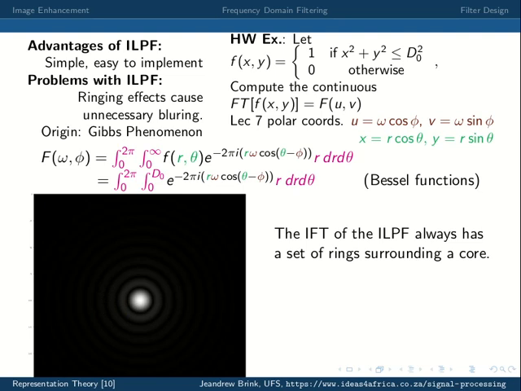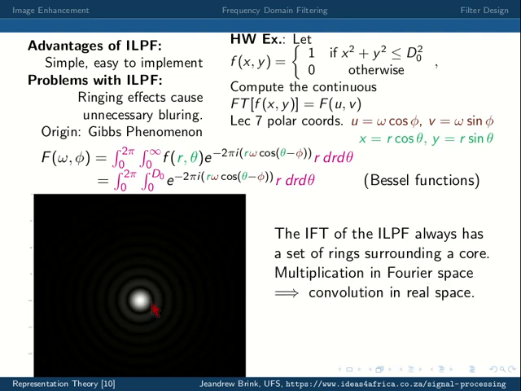And so the problem is the inverse Fourier transform of your ideal low pass filter always has these rings. And if you think about it now, when you multiply something in Fourier space, you actually are convolving it in real space. So imagine if your original image was simply two dots. If you were to apply the low pass filter, what you then would get is two dots with these rings around them.